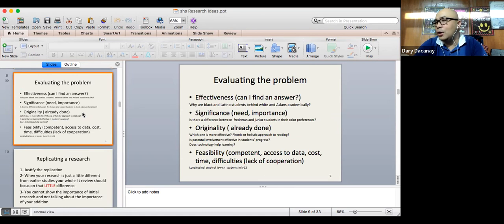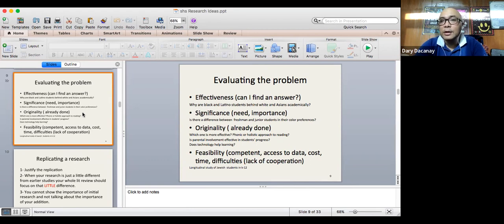And now, let's try to check on evaluating that particular problem. Effectiveness: can I find an answer to it? For example, why are Black and Latino students behind White and Asians academically? Then need or importance: ano ba yan? The significance: is there a difference between freshmen and junior students in their color preferences? Originality: nagawa na ba yan? Which one is more effective, phonic or holistic approach when you read? Is parental involvement effective in students' progress? Does technology help learning?